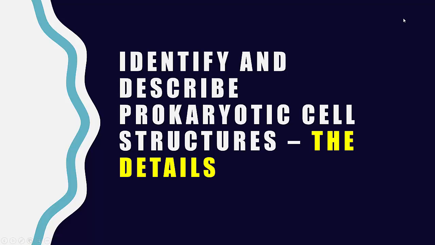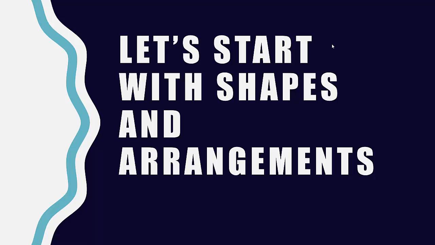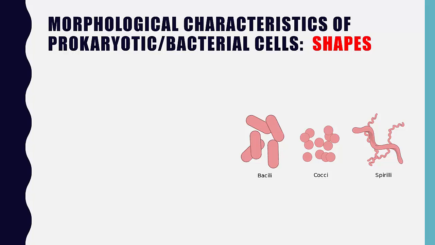Identify and describe prokaryotic cell structures. Let's go into some details now. All right. Let's start with the shapes and arrangements. Some of you, while doing your reports, have come upon some terms. Maybe they have been a little confusing. So let's go over some of these terms, okay? One of the things that you needed to include in your research project is the morphological characteristics. Okay. So, morphological characteristics would include shapes and arrangements.